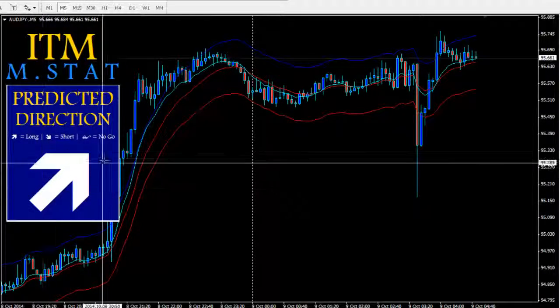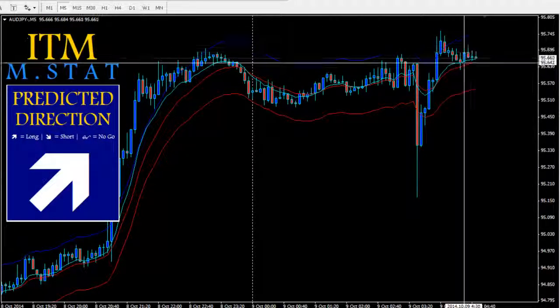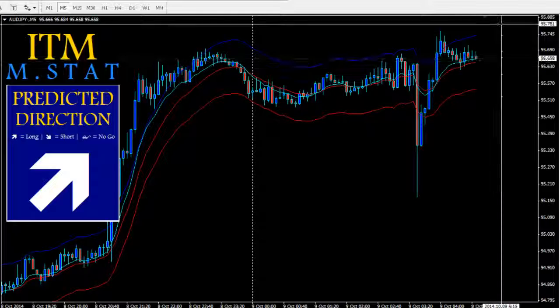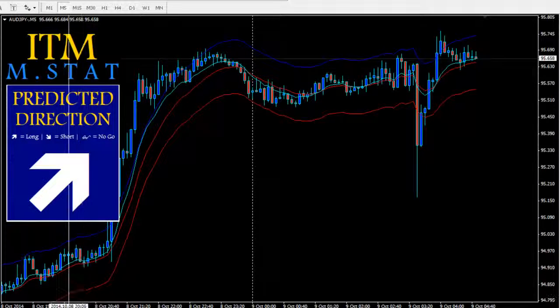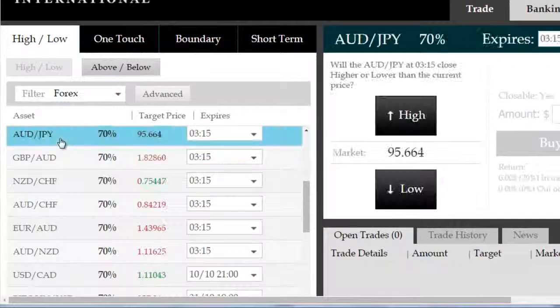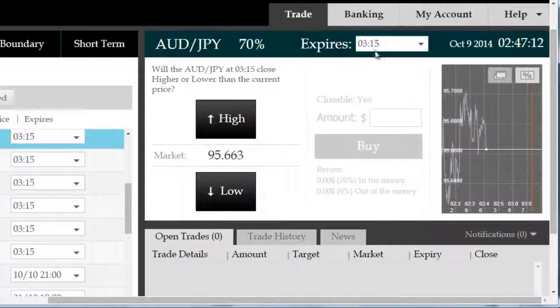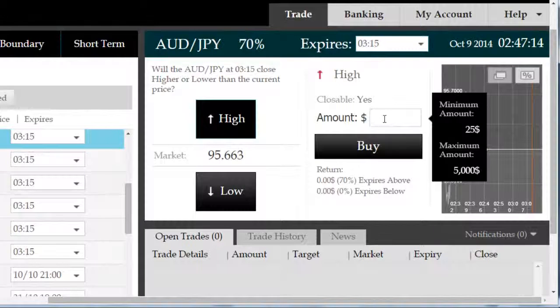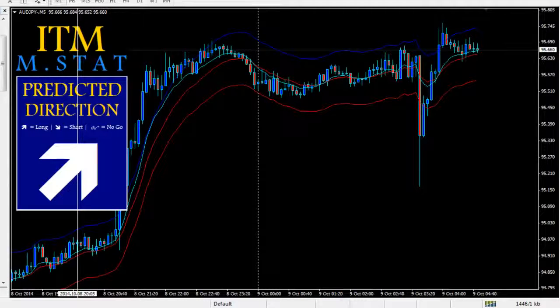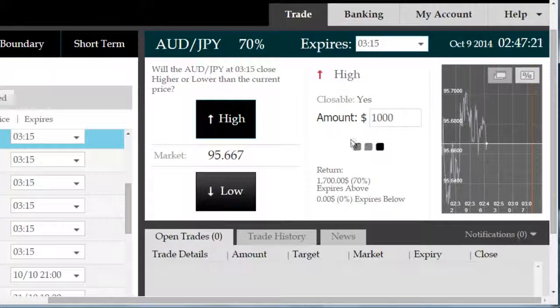Good morning. We're on the Aussie dollar Japanese yen today on ITM MStat, looking at a predicted direction to the long side here with price just bouncing off of the middle crossover EMAs. Perfect positioning for a long trade here on the Aussie dollar Japanese yen. 3:15 a.m. expiry. It is currently 2:47 a.m., giving us a nice just under 30-minute expiry time on a $1,000 investment here on this Aussie dollar Japanese yen trade.